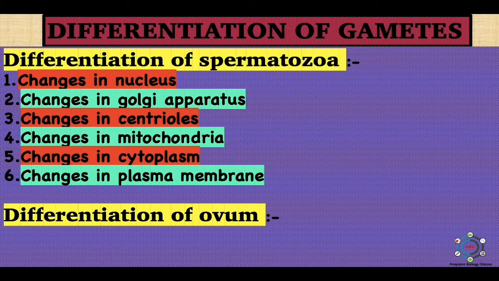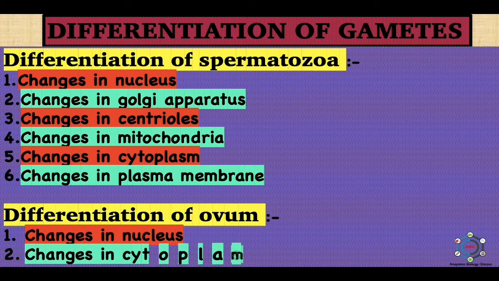Next is differentiation of ovum. In this case, first are changes in the nucleus. The nucleus enlarges due to increase in nuclear sap. The second is changes in the cytoplasm. Here, the cytoplasm increases in amount and is called ooplasm. The ribosomes and mitochondria increase in number. Endoplasmic reticulums become more elaborate. So these are the differentiations at the time of gamete formation in spermatozoa and ovum.